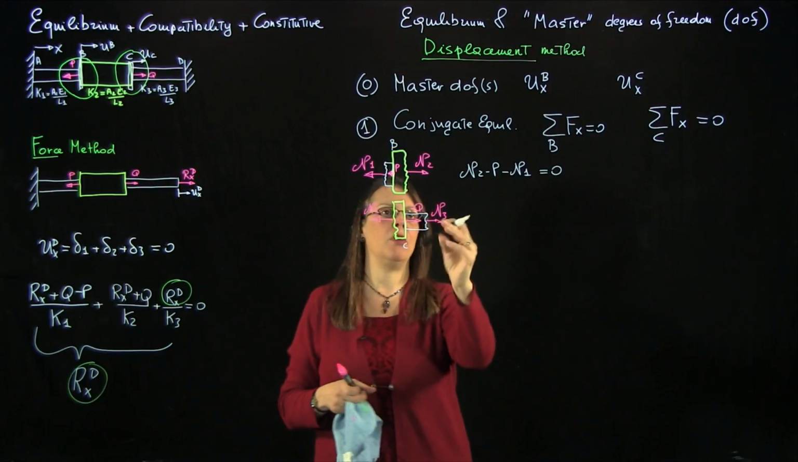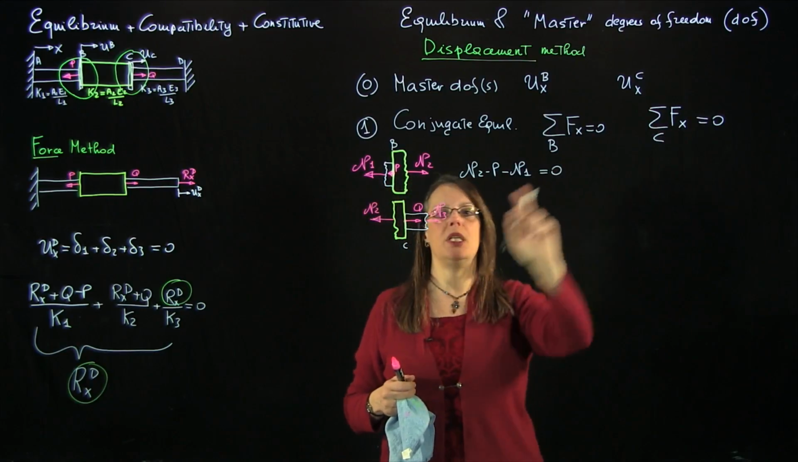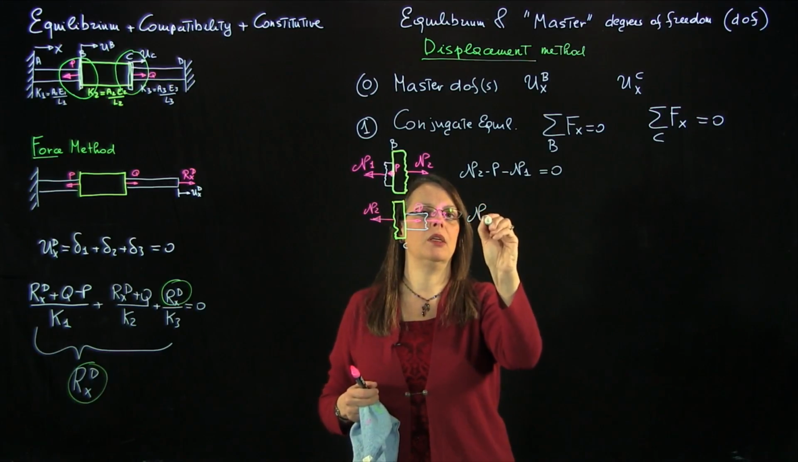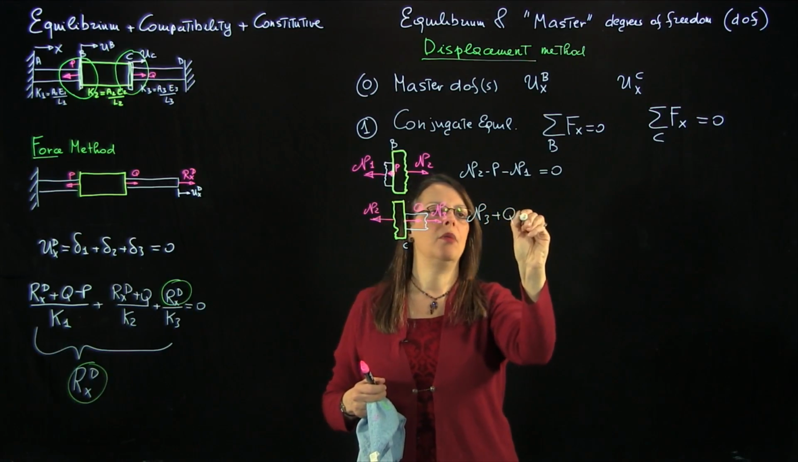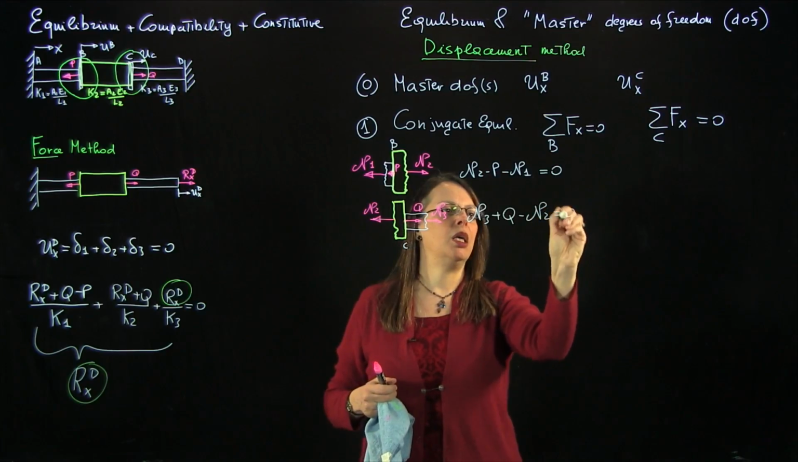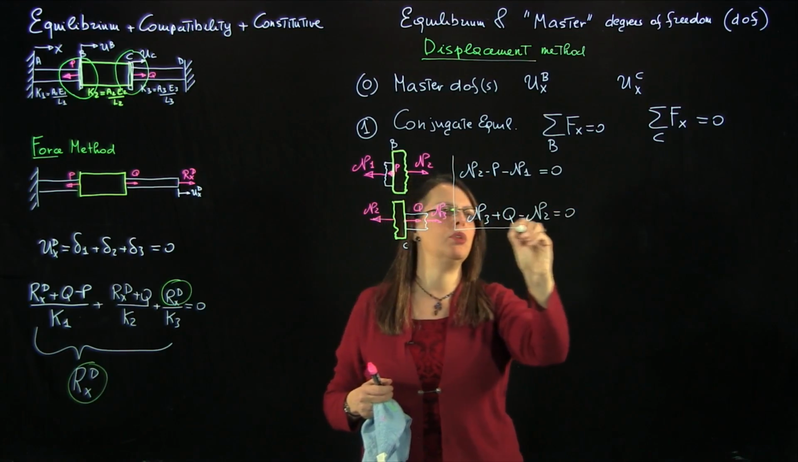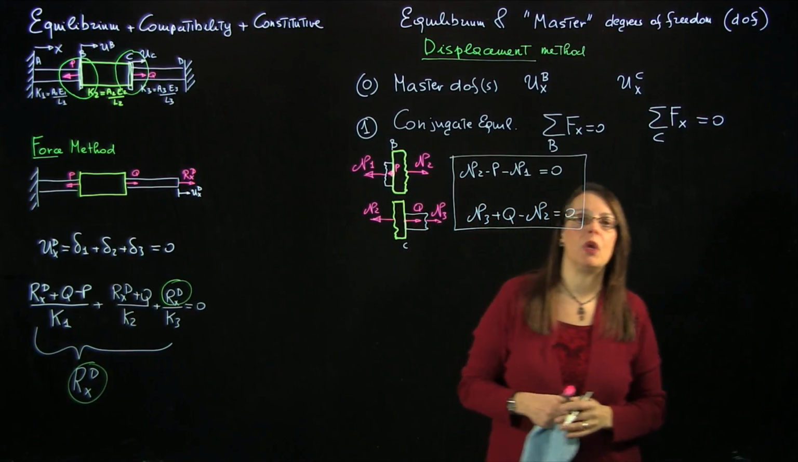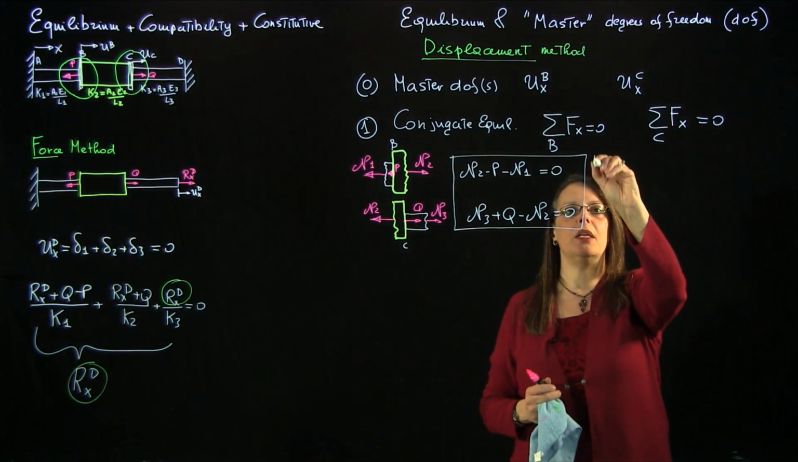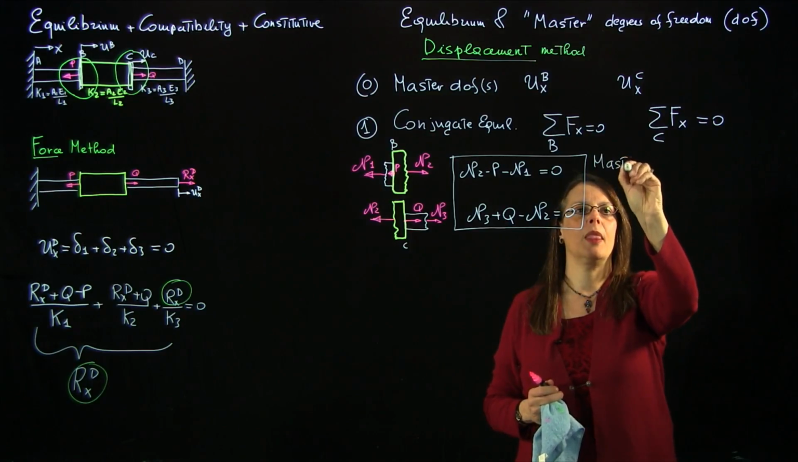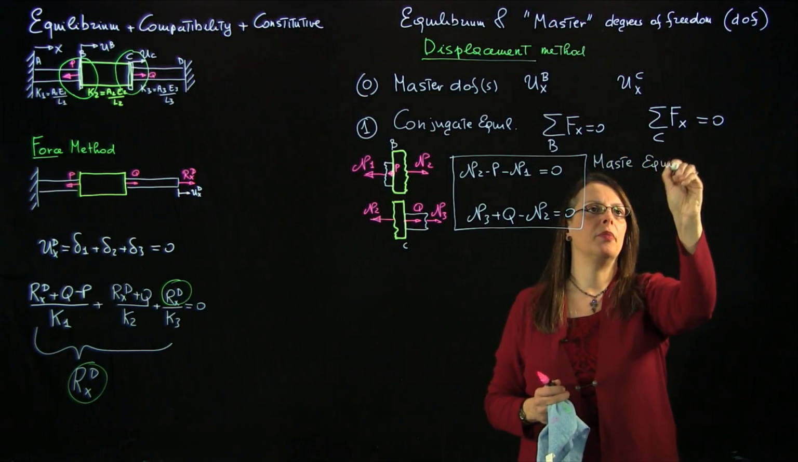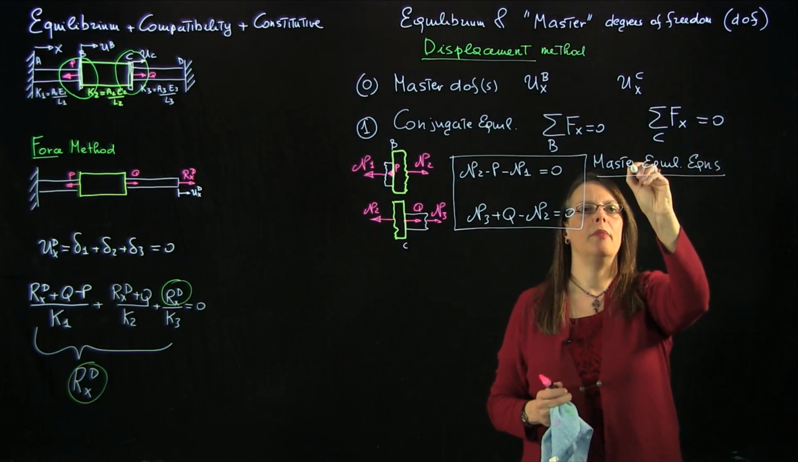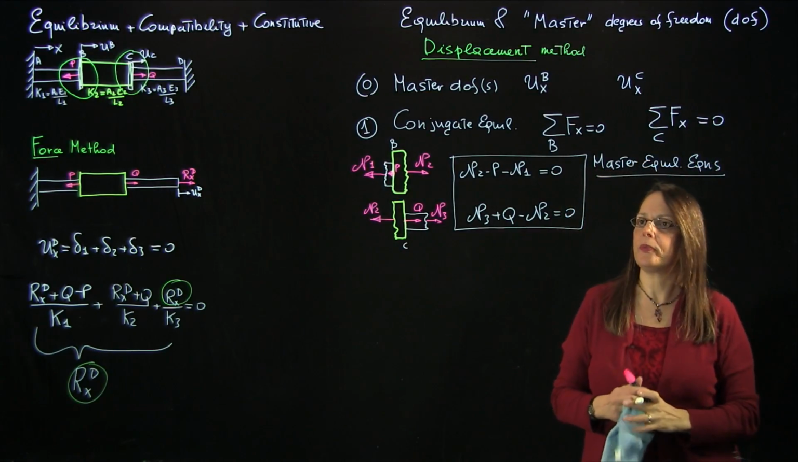And so I can write my equilibrium equation as sum of the forces in the x direction on section C equals 0. That's going to give me N3 plus Q minus N2 equal to 0. So these two are the equilibrium equations. So these are my master equilibrium equations. Okay? Master equilibrium equations.